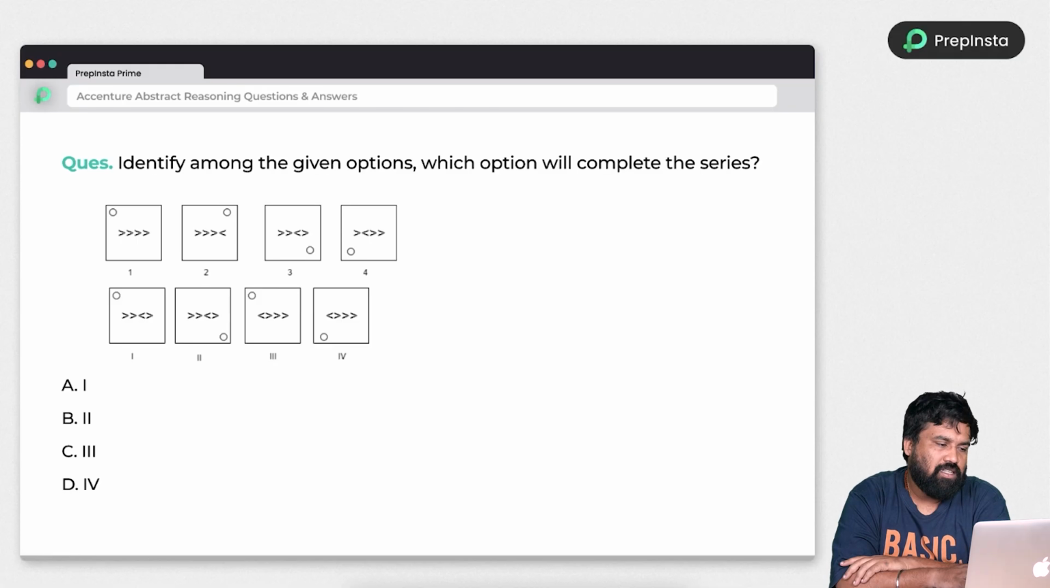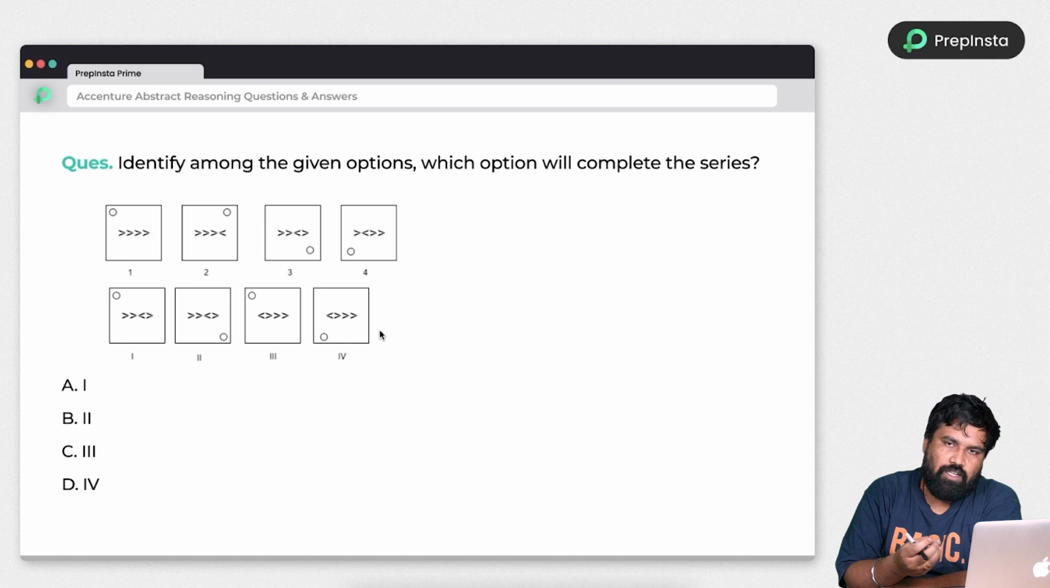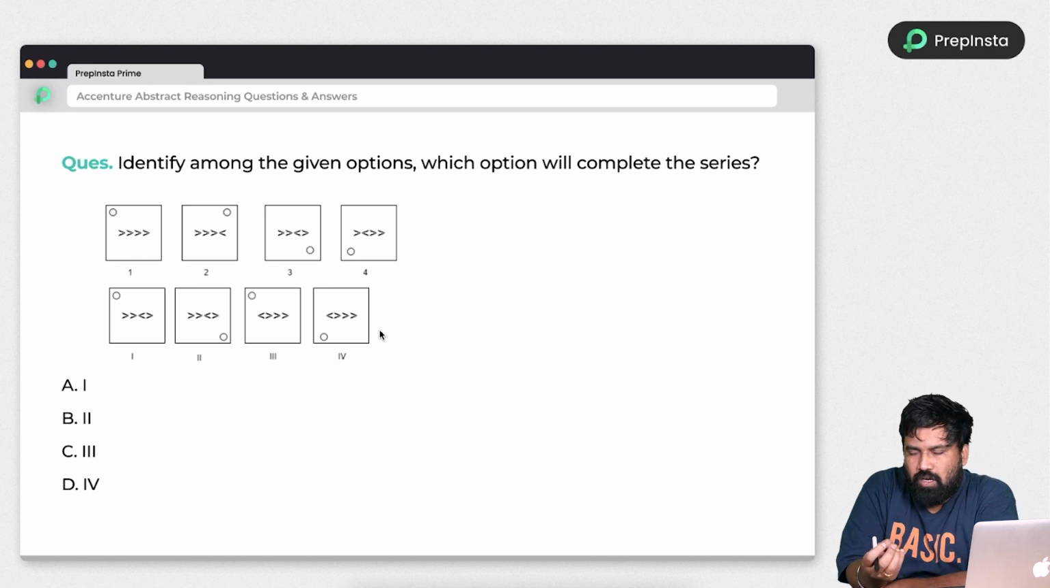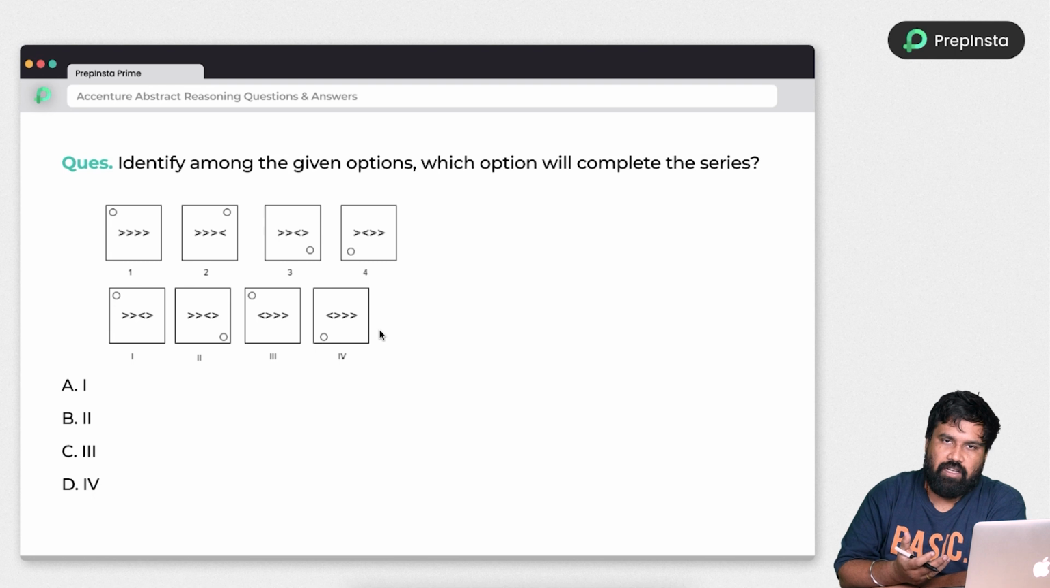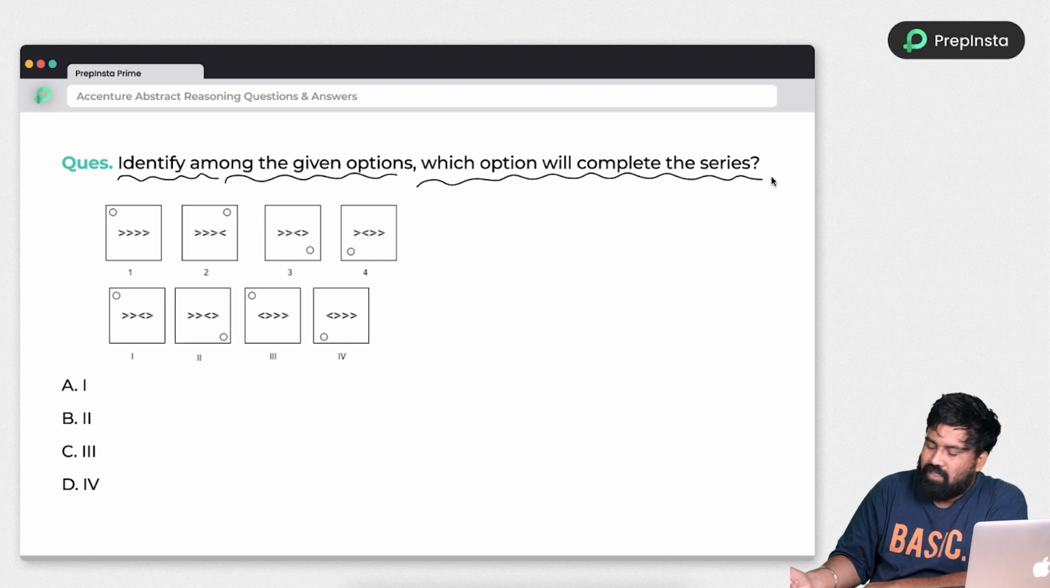Right. So let's get back to the questions. So again, I'm telling you, please try to comment on this video by pausing each and every question and then watch the explanation. Why? Because practice is the major key for visual reasoning or abstract reasoning. So just look into the question now. Identify among these given options which option will complete the series.